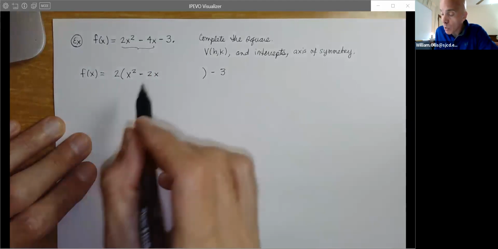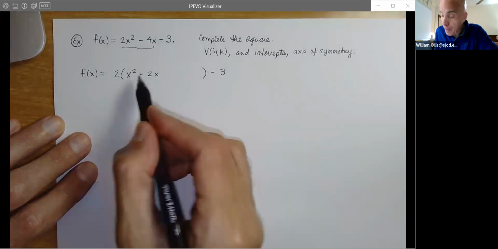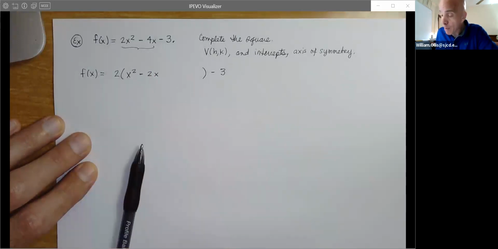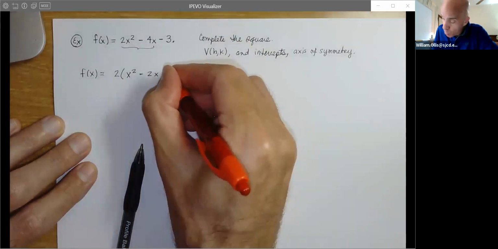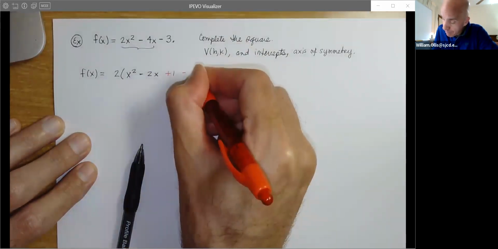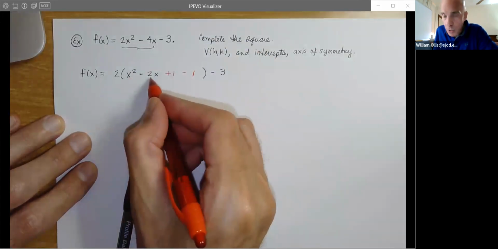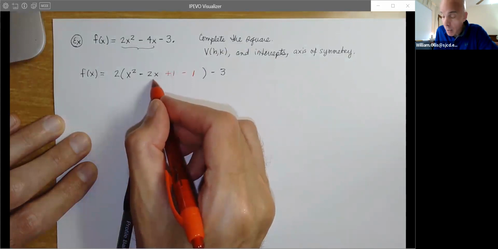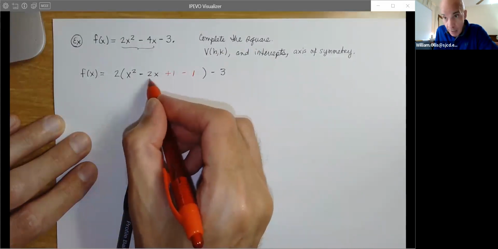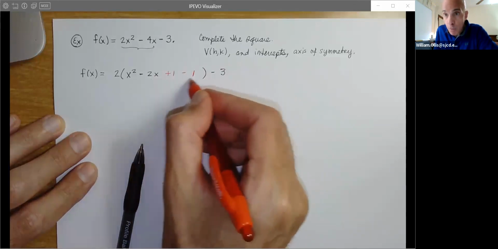So when we complete the square, we make it monic, that is, this is a 1, and then we take half of this. Half of negative 2 is negative 1, and we square it. So we get plus 1 minus 1. So again, what we do to complete the square is we take half of this coefficient, in this case, negative 1, and square it. And that gives us the completed square form here.